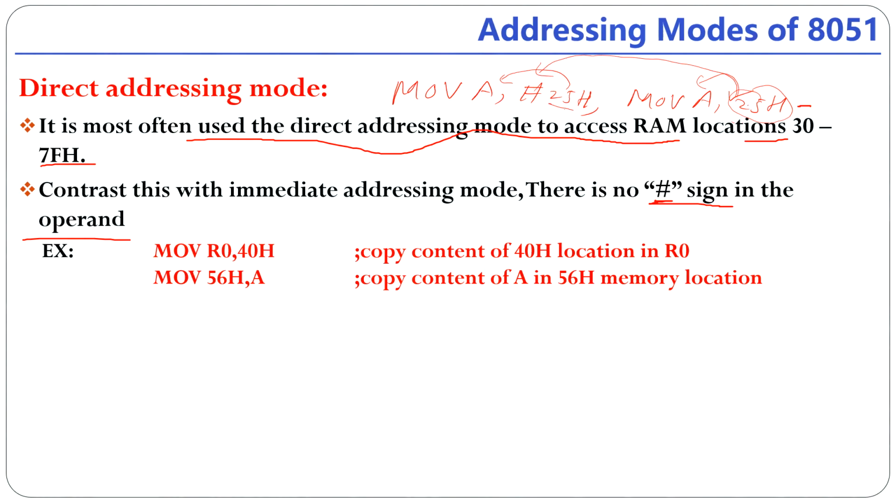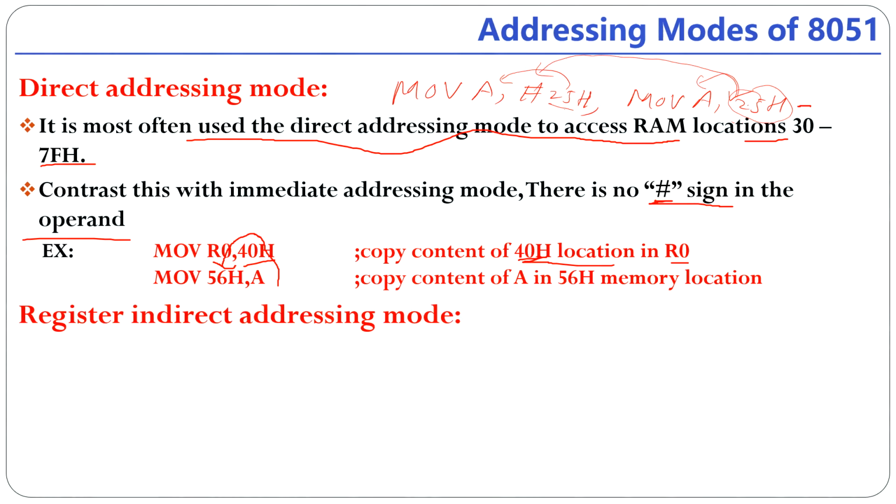Next thing, the example already given here, you see MOV R0, 40H, right? It copies the content of location 40 into R0, and the content of A is copied and transferred to this location, right? Okay.